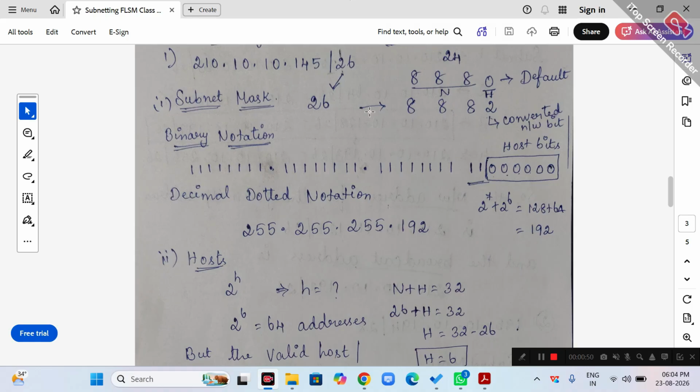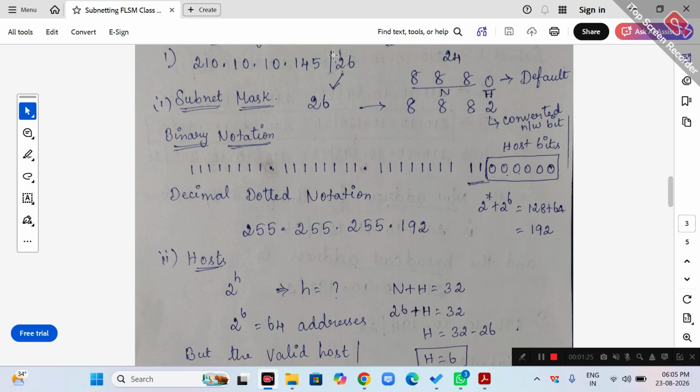It comes under classful addressing. This is one example of class C type. Already we know for class C, the range of addresses starts from 192 to 223. Here this address starts with 210, so it comes under class C. For class C, the default subnet mask is 24, that means network bits are 24 and host bits are 8.